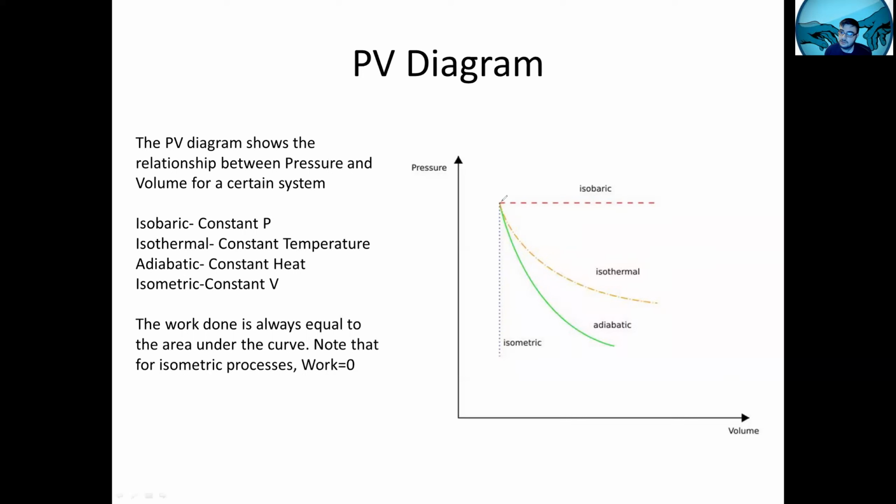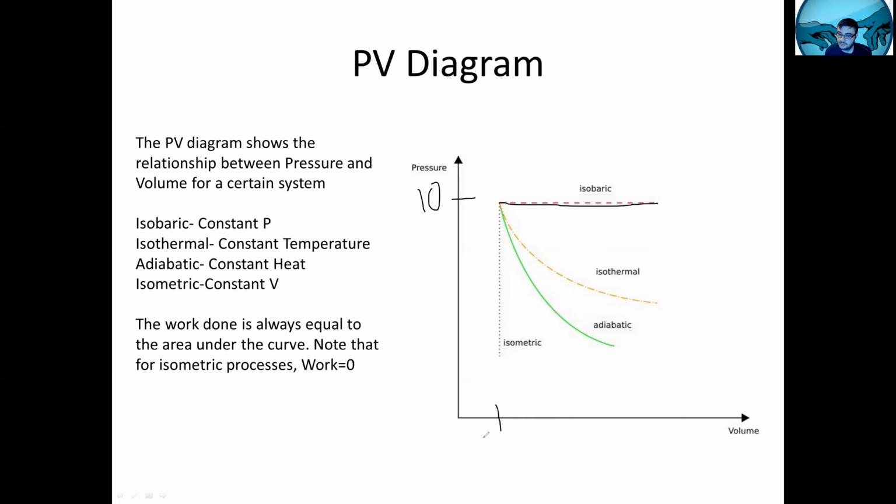So yeah, as you can see here, there are 4 different types of processes that you will probably see on a PV diagram: isobaric, isothermal, adiabatic, and isometric. What do all these mean? Well, isobaric is constant pressure, and if you look, pressure's on the y-axis. No matter how much you change the volume, the pressure is always going to be at this, for example, like 10. No matter what volume it is, it's always just going to be at 10 because it's constant pressure. Same thing with isometric, which is constant volume.